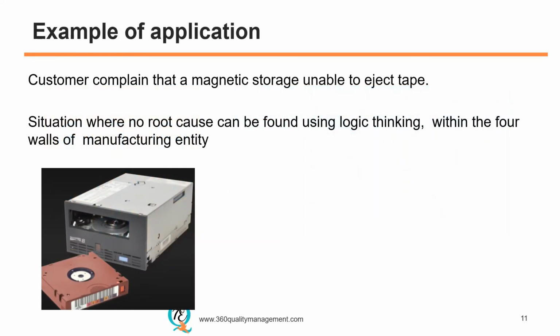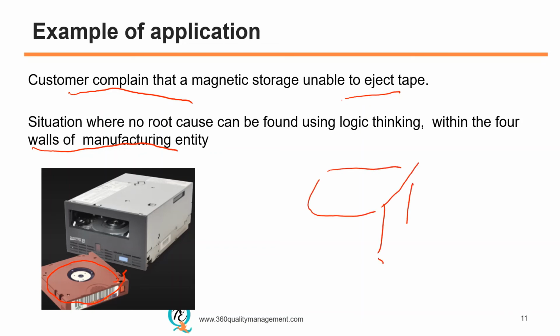So this is an example of application of creative problem solving. There was a customer's complaint on a magnetic storage drive which was unable to eject the tape. The situation is that nobody can really find a root cause within the four walls of a manufacturing entity. That means the four walls of manufacturing is really a box. So we have to really think outside of the box and look beyond the manufacturing entity. Is it the logistics or the transportation or the distribution, or could the customer have caused this problem?